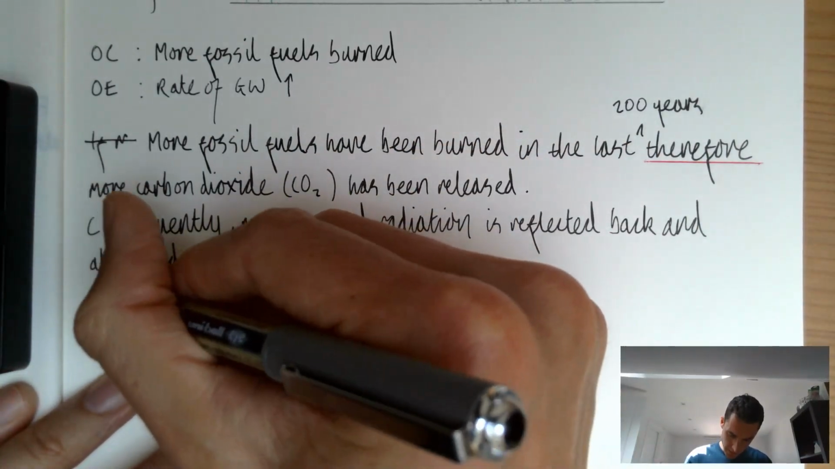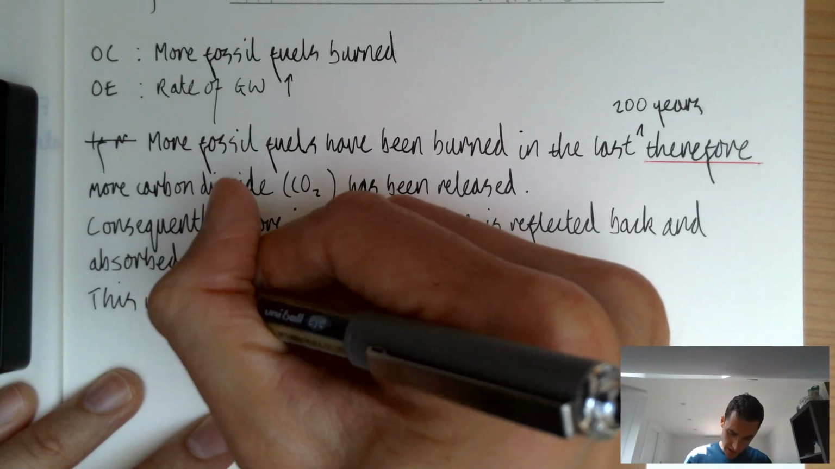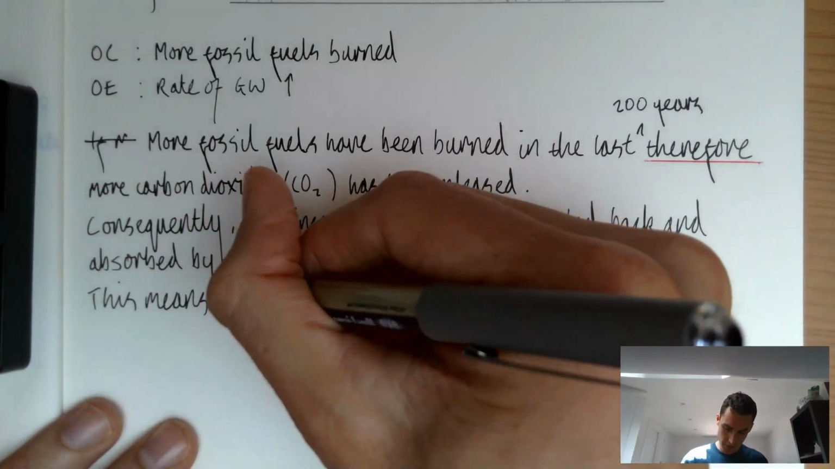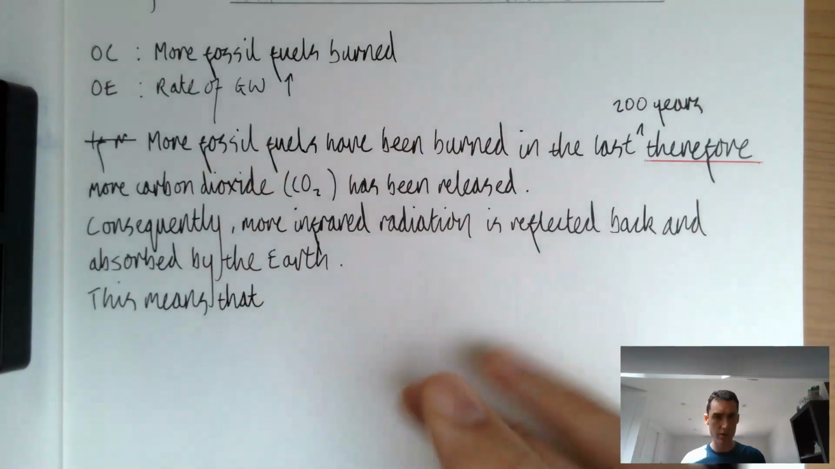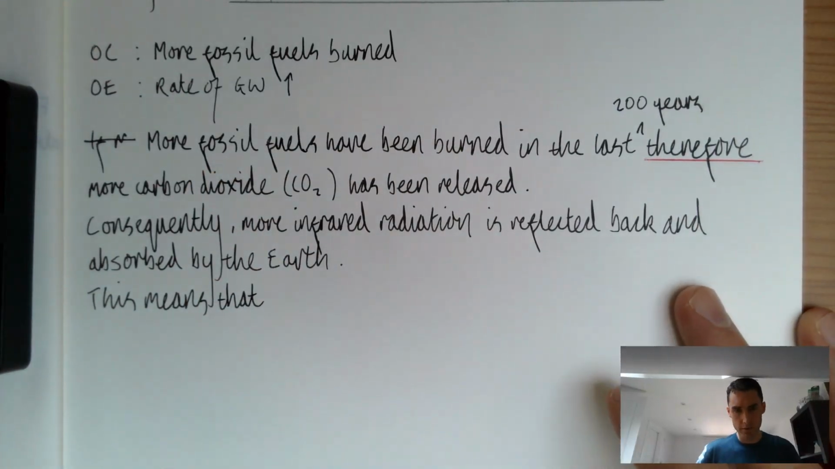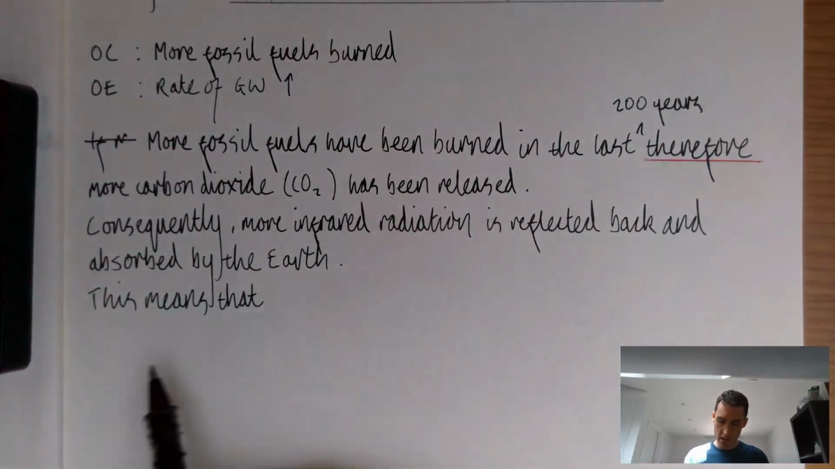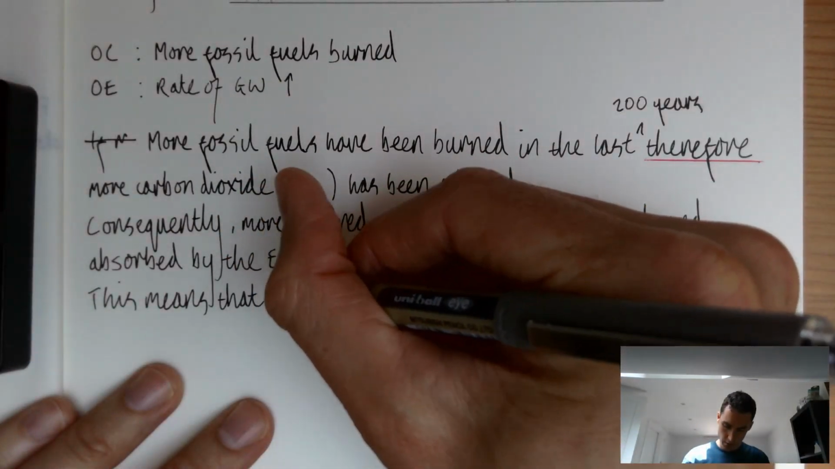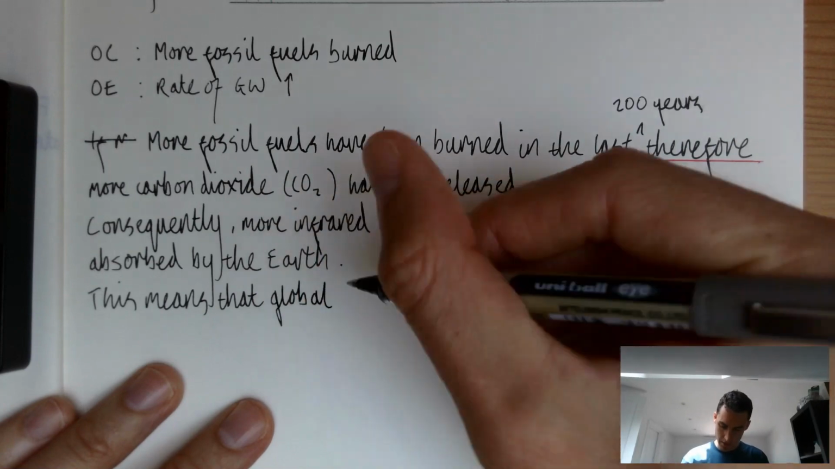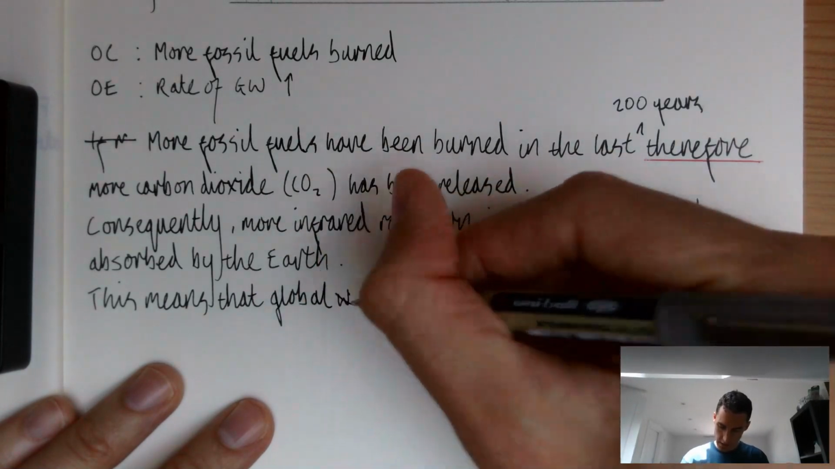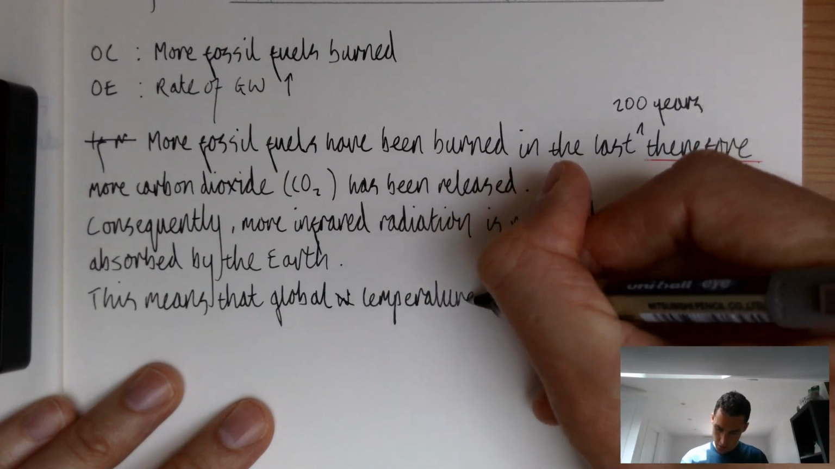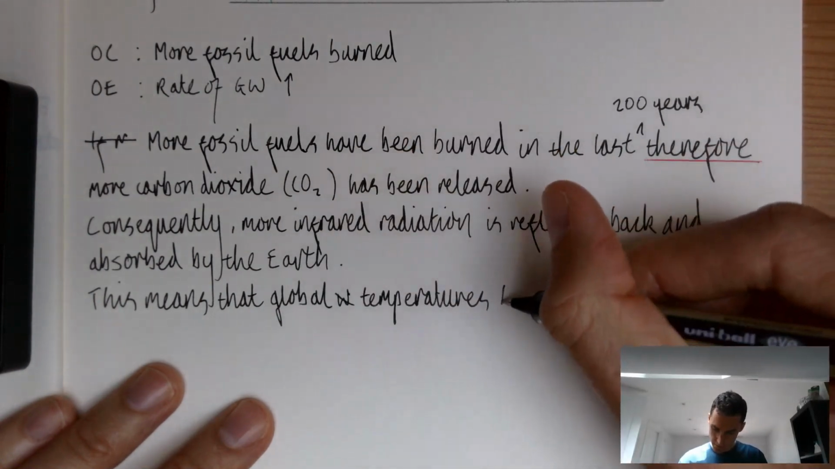This means that, another really nice way of linking together ideas causally. Again, you can model this to students. So this means that, you might say as a result, thus. Yeah, there's lots of nice ways of doing this. And this means that global temperatures, as a result, might have been better here actually, but global temperatures have increased.